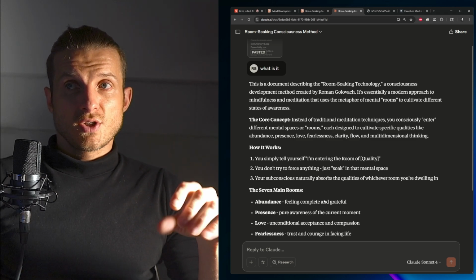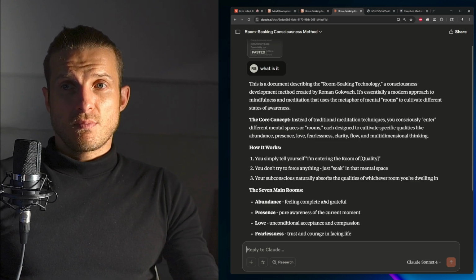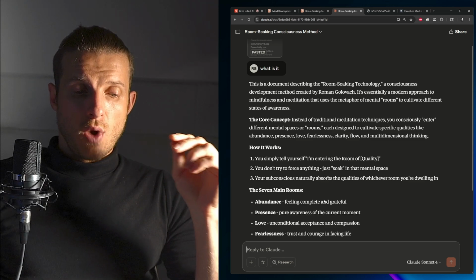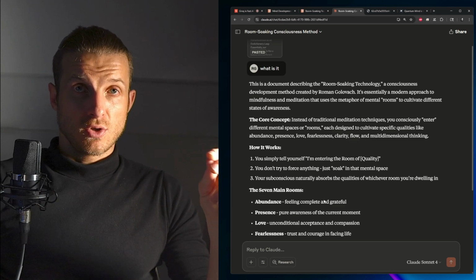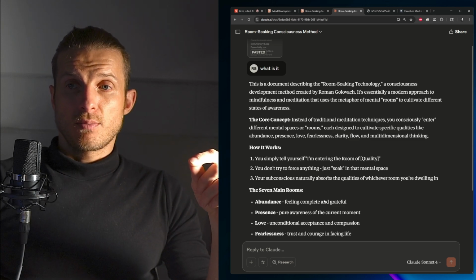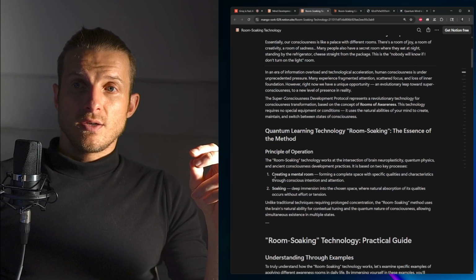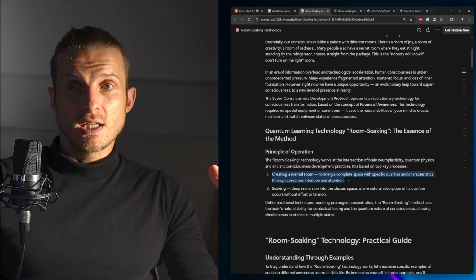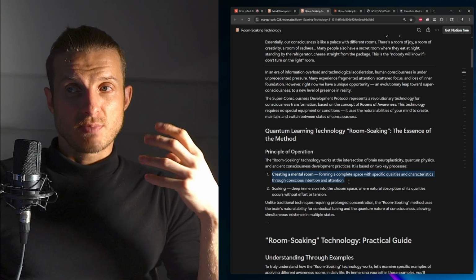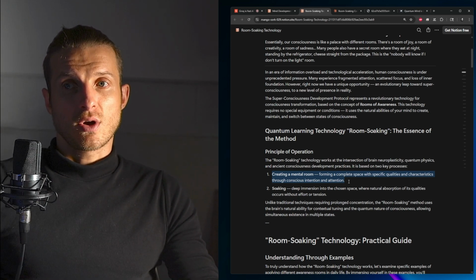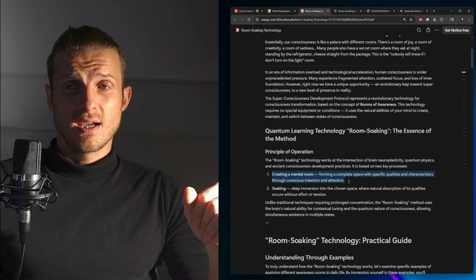Room soaking technology is a battery. It's a battery that's going to improve the effectiveness of meditation. I discovered that when your conscious or unconscious mind knows what's going on, it's easier to practice. For example, in room soaking technology, the most important thing is that you understand what room you're entering. It's a mental room. It's basically forming a complete space with specific qualities and characteristics through conscious intention and attention. Intention and attention, I'm going to explain this in a second.